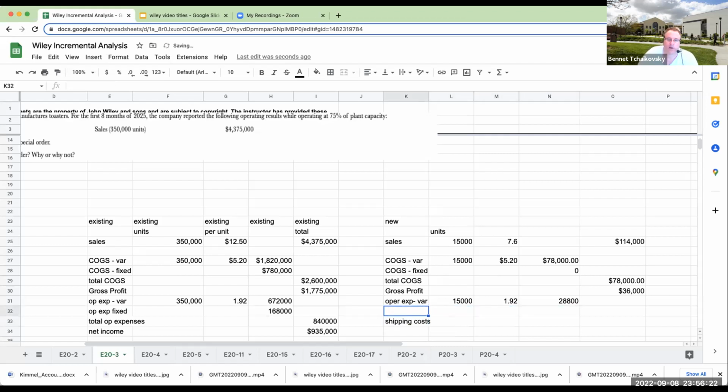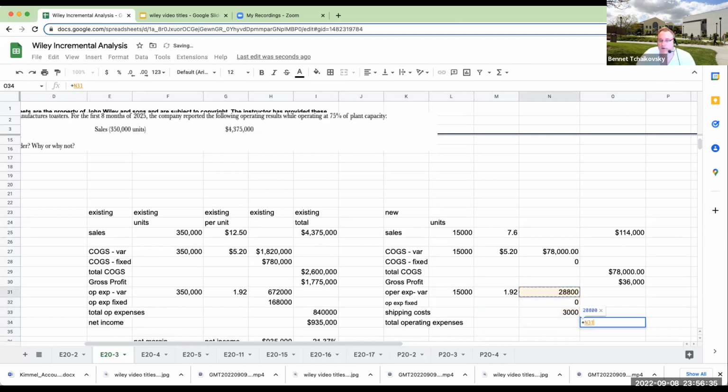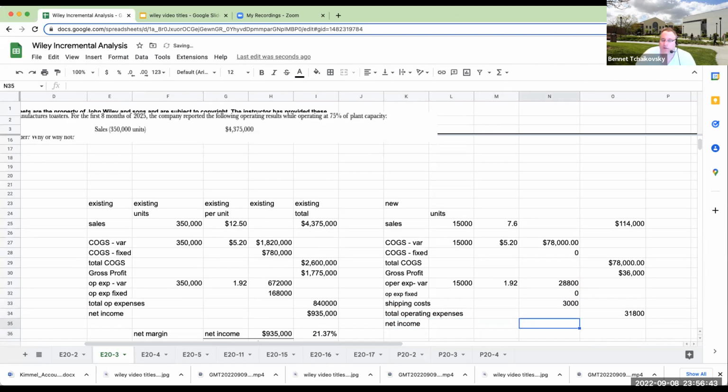So my operating expense fixed is going to be 0 because they're fixed costs. This is going to be 3,000. So my total operating expenses are going to be right over here, 28,800 plus 3,000. Okay, so my net income is going to be 36,000 minus 31,800, or $4,200.